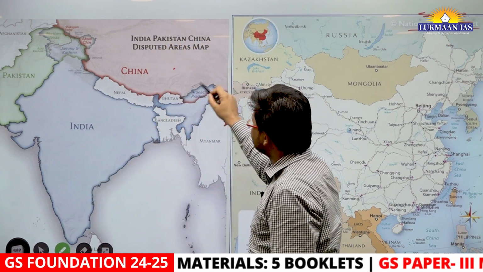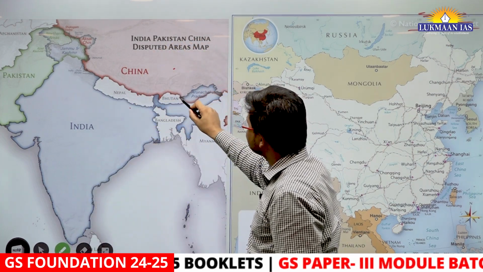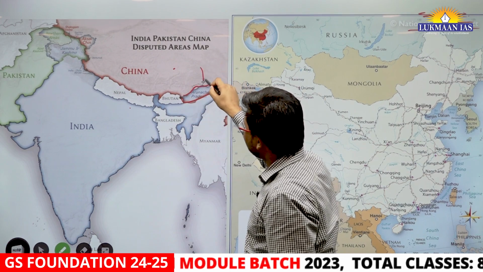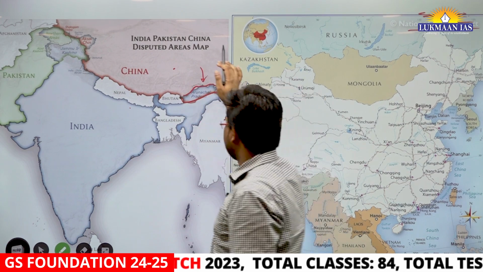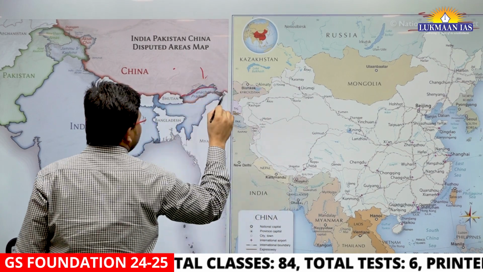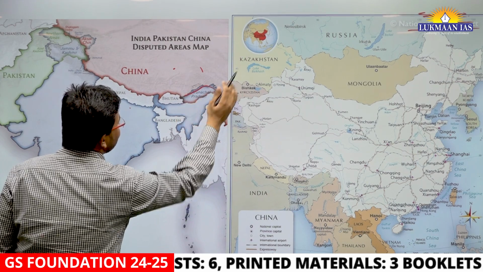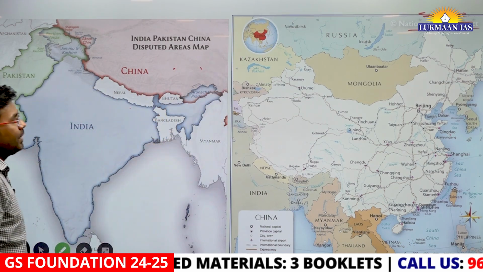So this is Arunachal Pradesh. This shaded region over here, China used to claim this particular thing as their own territory. However, the entire area is under India. Okay, so it is under India's control, and it is Indian territory, right? So this is the thing.